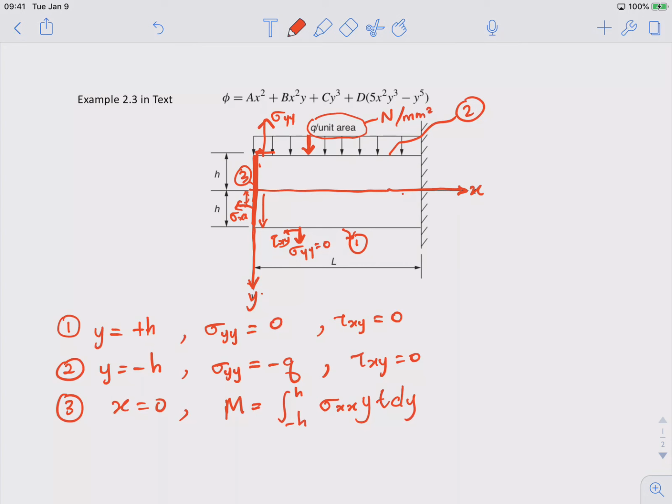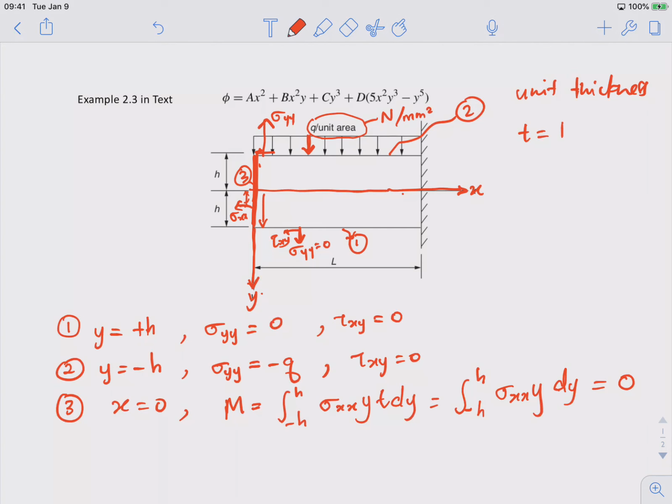In this case, the problem had it that it is a unit thickness. So t is equal to 1, right? The problem had a unit thickness. So I can pretty much say that this is equivalent to the integral from minus h to h of sigma xx y dy, right? The t is equal to 1. And I know that since there's no moment applied, this is equal to 0.